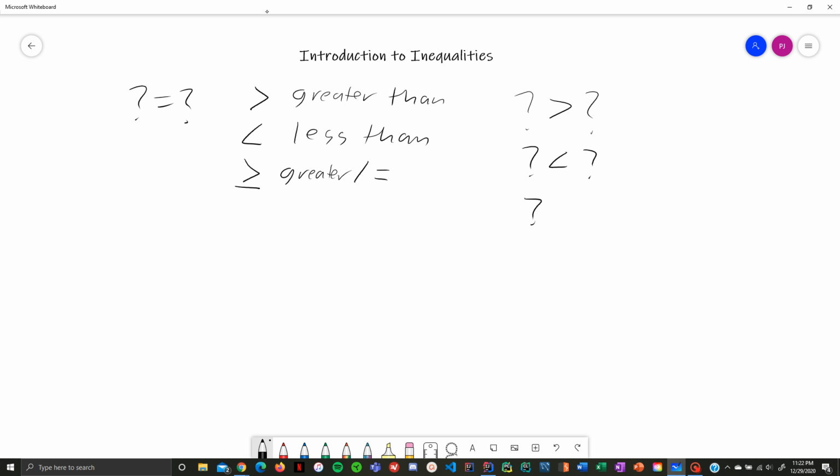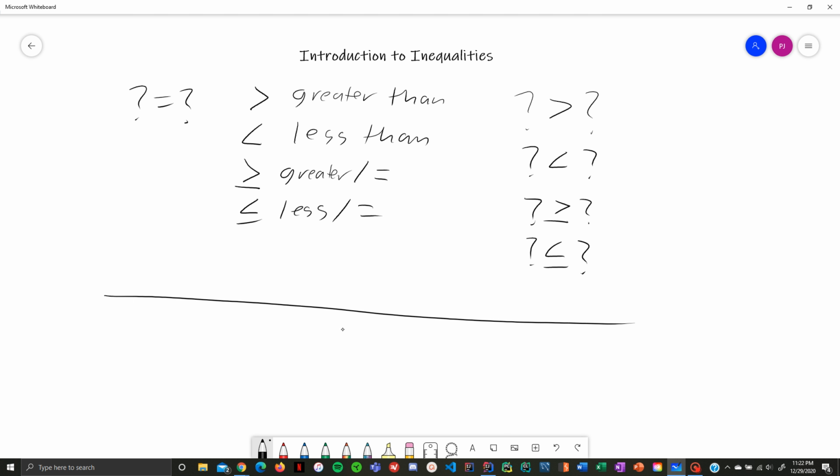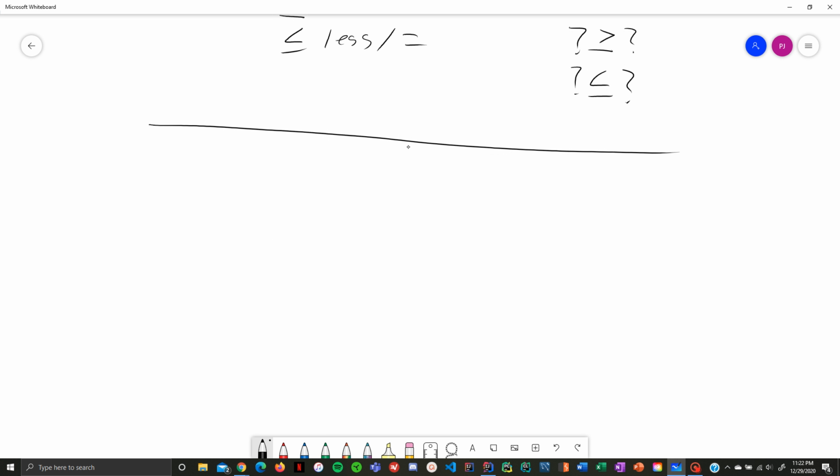This means that the number on this side can either be greater than this number or it can be equal to. And you can also do it for less than. So this is less than or equal to. Just like this, we can have less than or equal to. So let's take a look at when we might use this in a real problem.